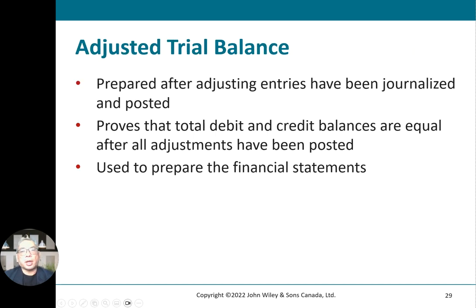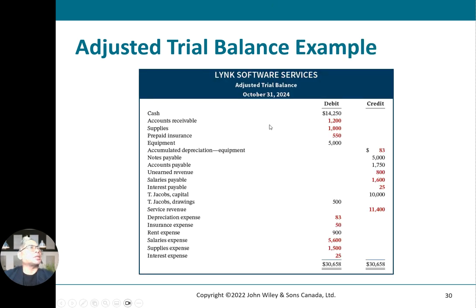What you're going to do is prepare it after the adjusting entries have been journalized and posted, and it proves that the total debit and credit balances are equal after all adjustments have been posted, and it is used to prepare the financial statements. An example of this will be, this is the trial balance.